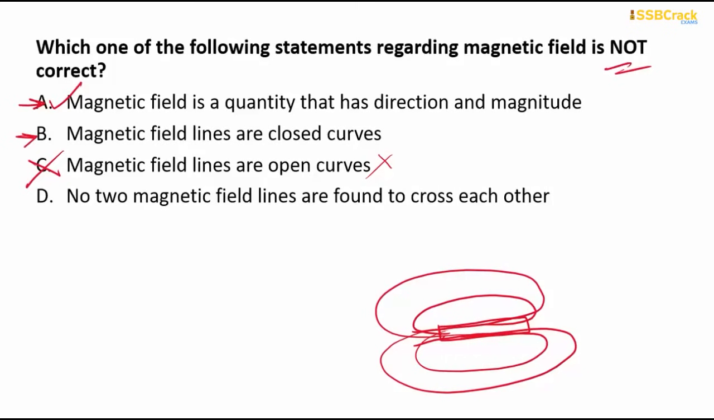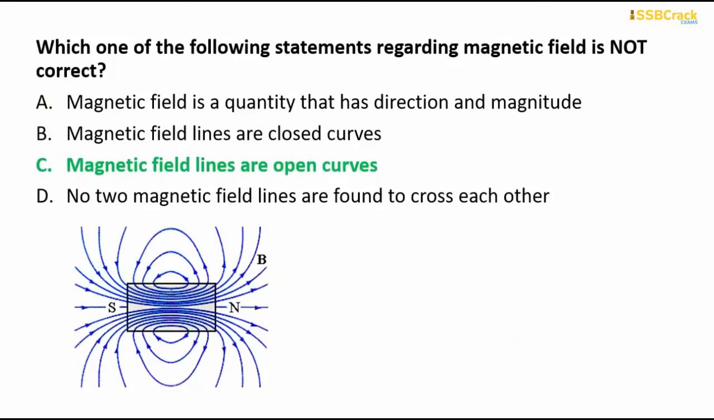And what does option D say? No two magnetic field lines are found to cross each other. That is also correct. No two magnetic field lines will intersect each other. They will never cross each other. So option C is the correct answer for this question, that magnetic field lines are open curves. It is absolutely wrong. Magnetic field lines are always closed curves.